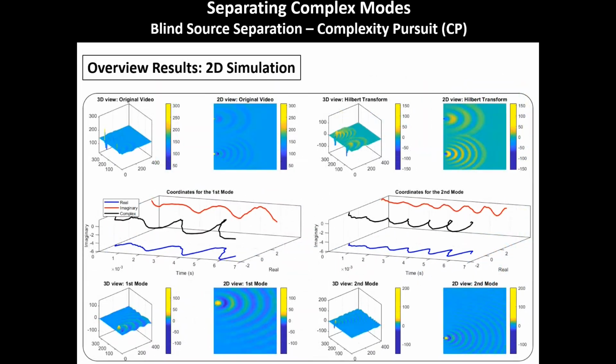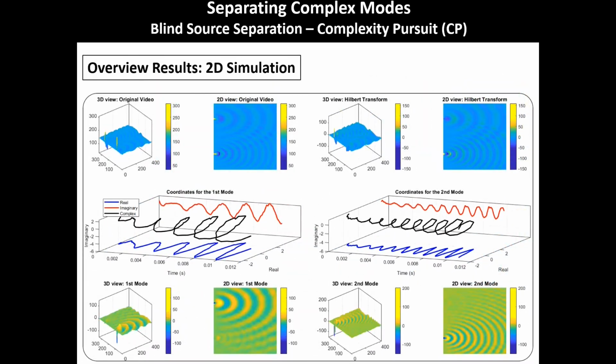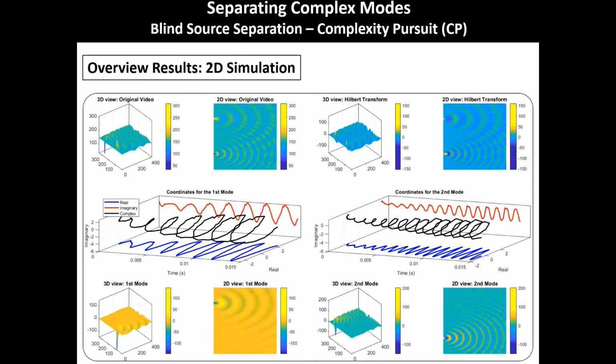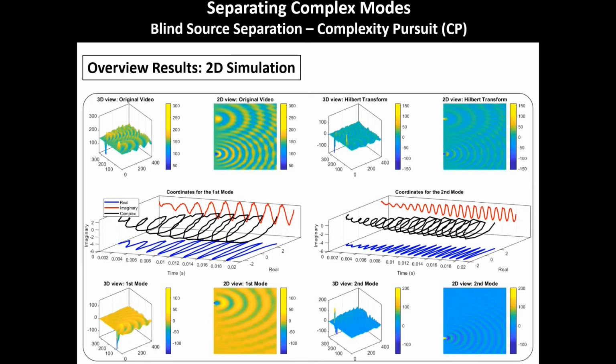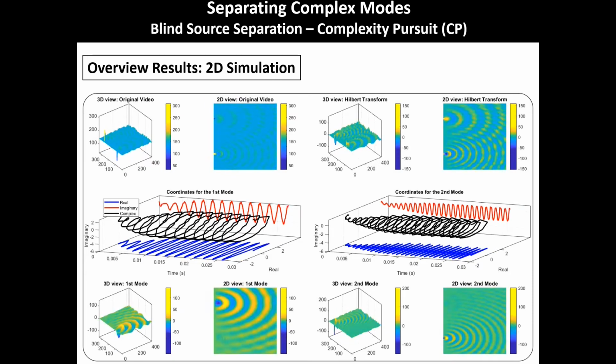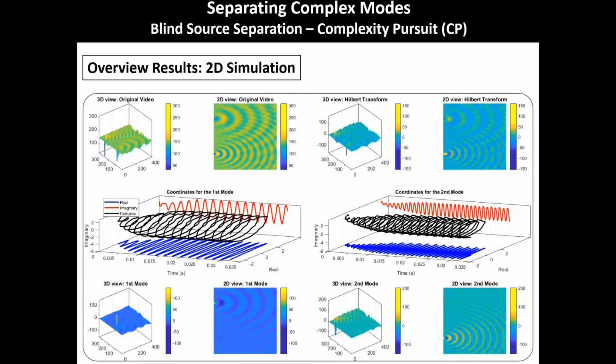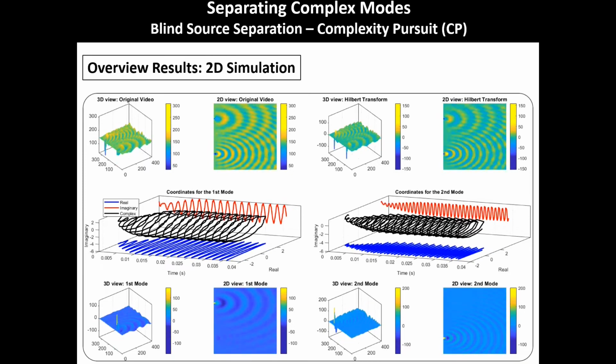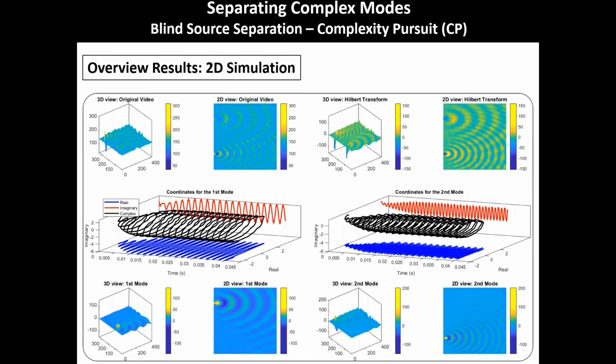To summarize the results for the 2D traveling wave simulation, the current slide shows 2D and 3D visualizations of the input data, its Hilbert transform, and the resulting decompositions. Moreover, the estimated complex mode coordinates are also shown.